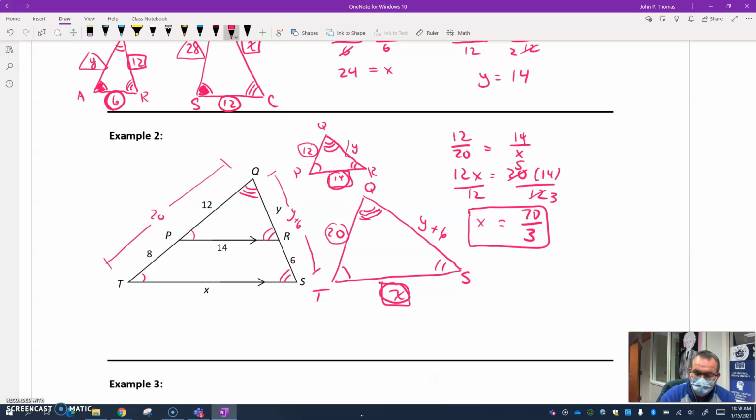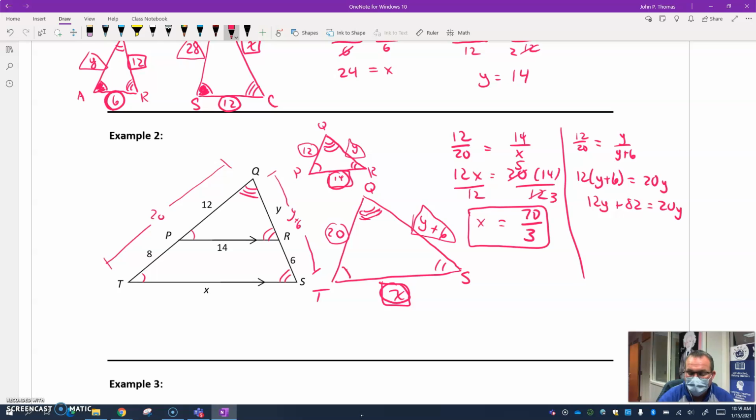Now we're going to go to the other one, which is where the y is, and the y plus 6. So I have 12 over 20 equals y over y plus 6. I cross multiply. 12 times y plus 6 equals 20 times y. And then we're going to do some algebra work. So we'll distribute, and we get to here, 12y plus 82 equals 20y. We'll subtract the 12y. 82 equals 8y.